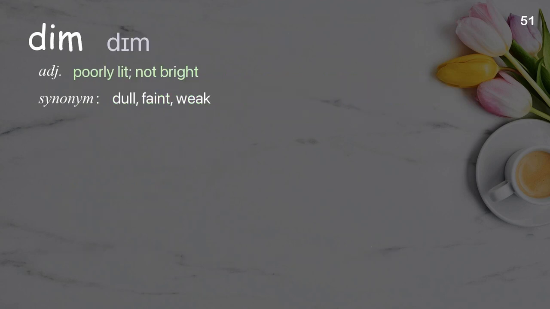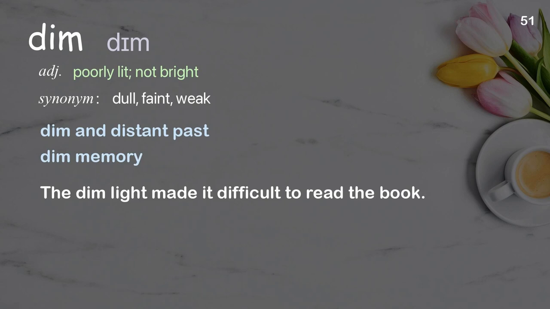Dim. Poorly lit, not bright. Examples: Dim and distant past. Dim memory. The dim light made it difficult to read the book.